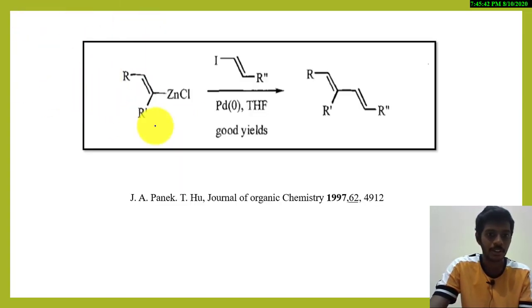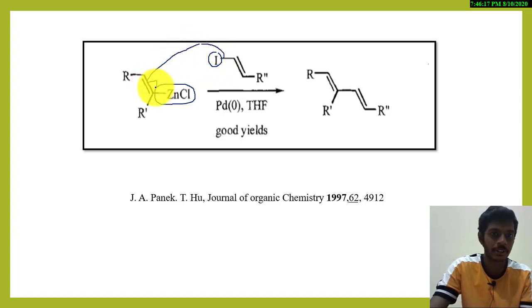See this example. This is the starting material. Zinc chloride is present here, and this is the alkenyl halide, in the presence of palladium 0 complex, and THF is used as a solvent. The zinc chloride will be replaced by this alkene group. Here the zinc chloride bond will be eliminated, and this iodine will be eliminated, and this will be coupled here to form the product, which is a Negishi coupling reaction. It is reported in JACS in 1997.